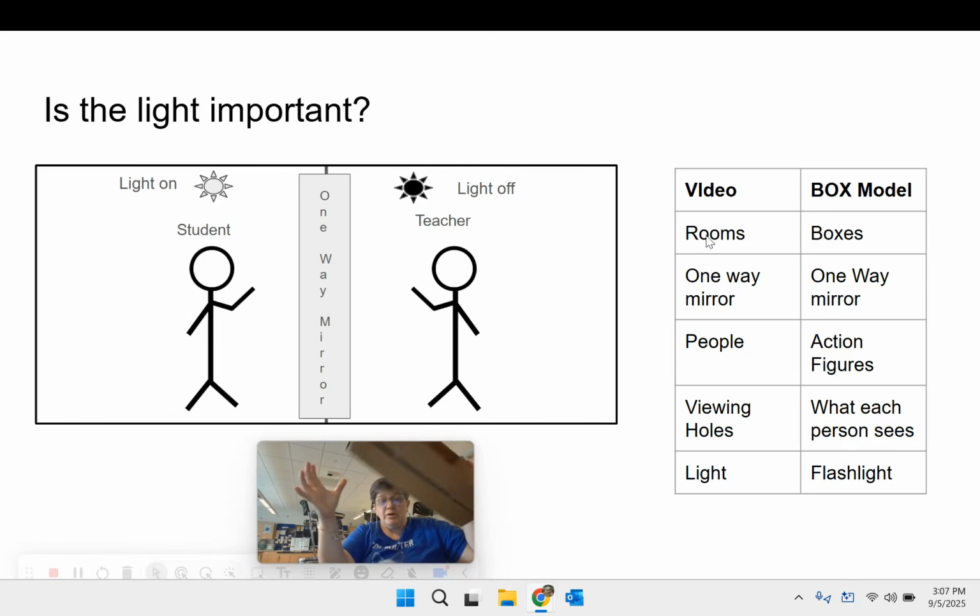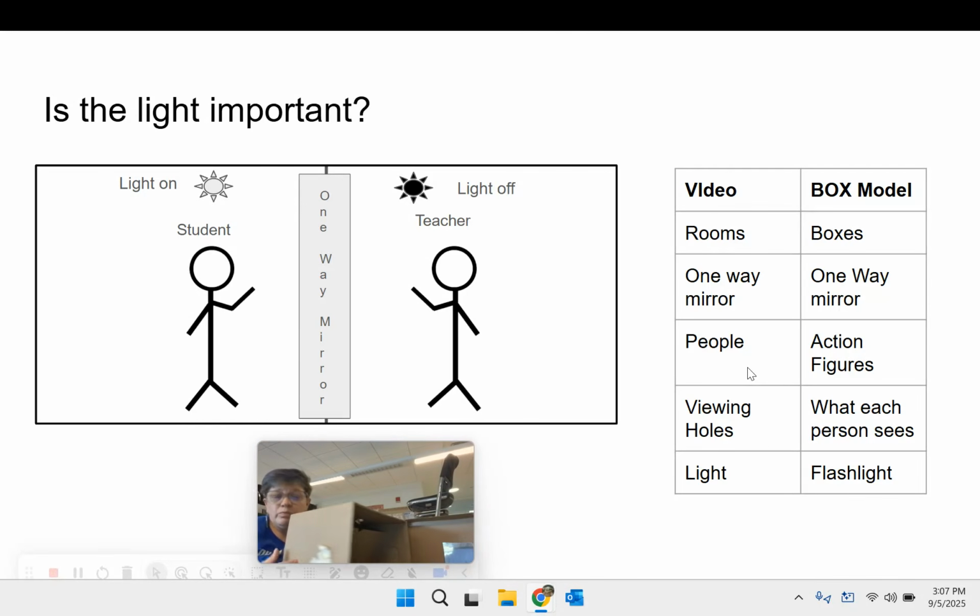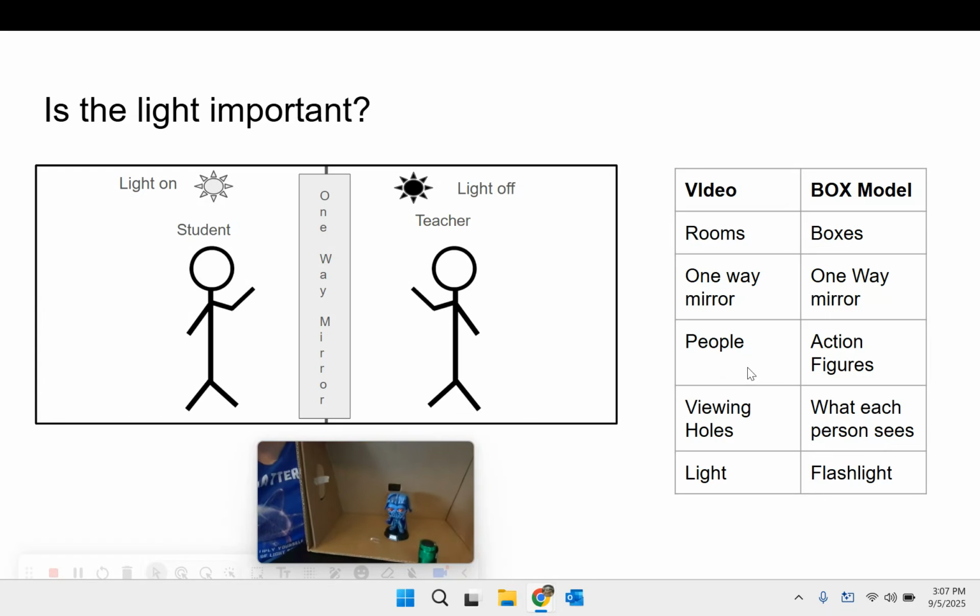For the one-way mirror, it's actually really important that we have a one-way mirror, okay? So between the two boxes is this, and this is a one-way mirror. It is the same material that is in the mirror in that video, okay? So the rooms will be the boxes. The one-way mirror will be a one-way mirror. The people will be action figures. They will be in the boxes, but you might need to set them up right now. Sure.